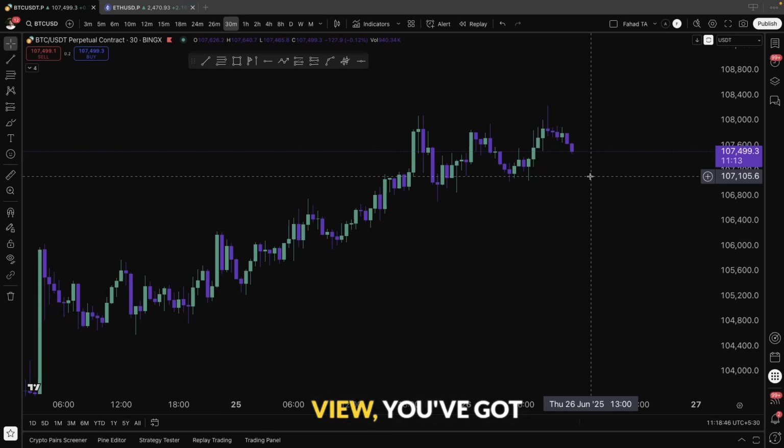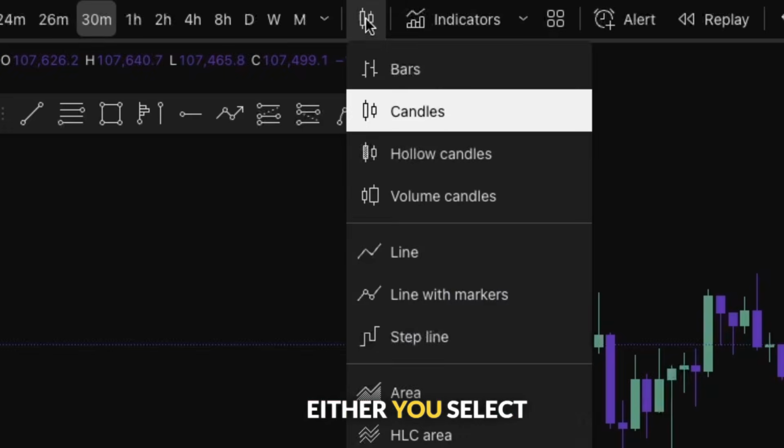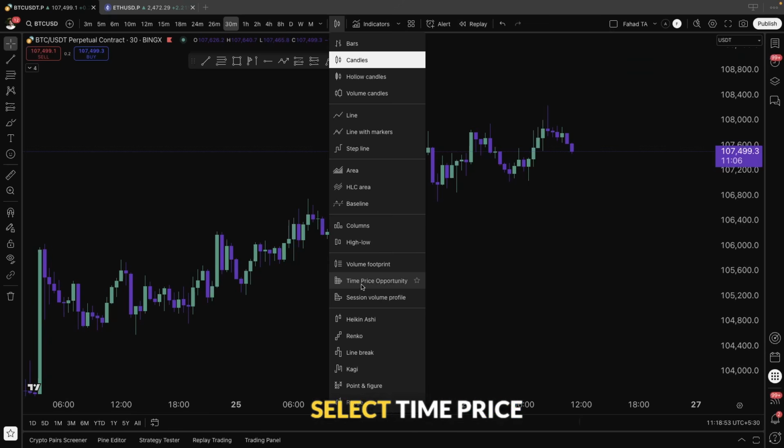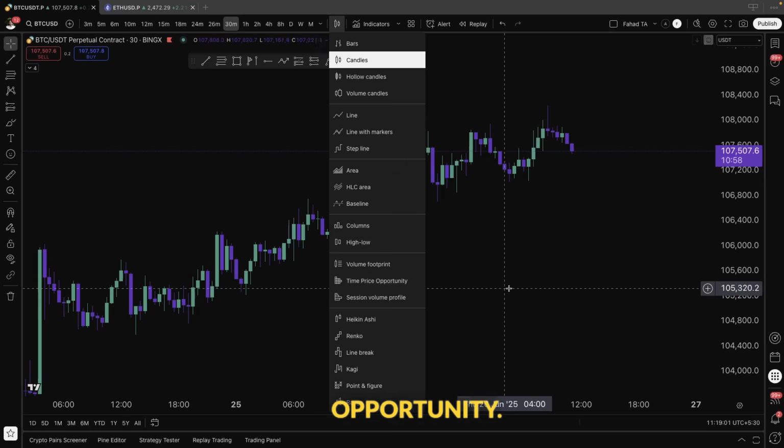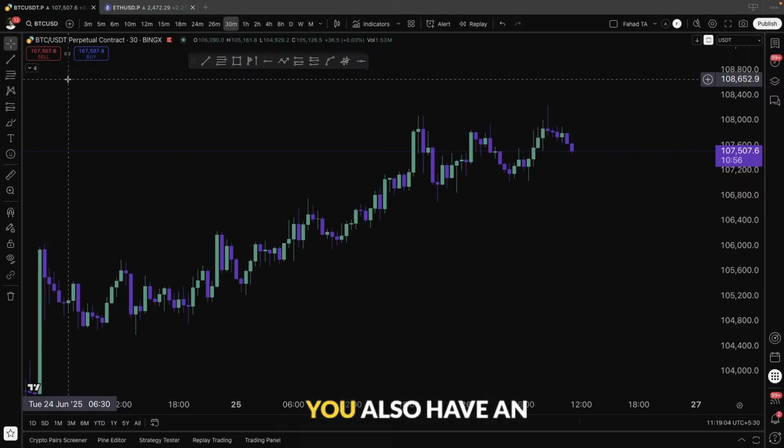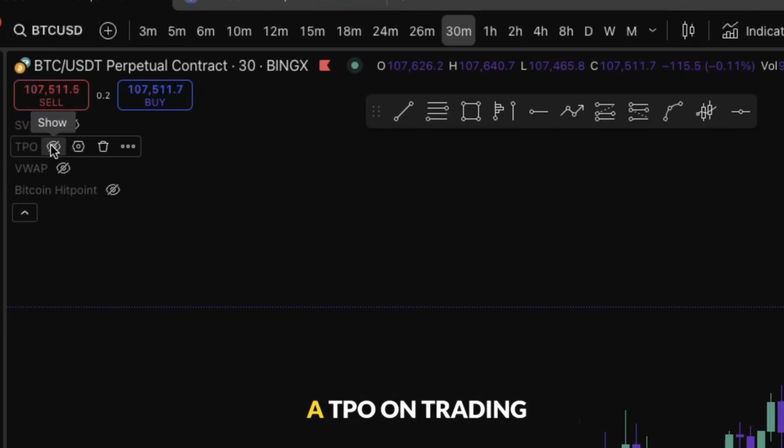Now in TradingView, you've got two options. Either you select on the candles part, you can select time price opportunity, which is the long form for TPO. So yeah, TPO stands for time price opportunity. And if not that, you also have an indicator called TPO on TradingView itself, and when you turn it on, this is what it looks like.